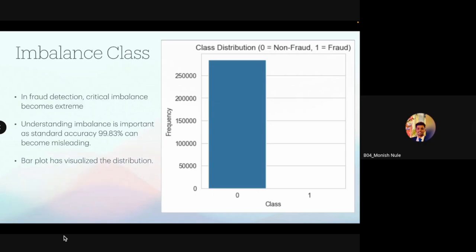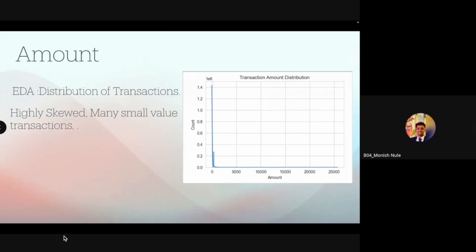If we don't look after the imbalance, which is propagated by class 1, that is frauds, we might be misled by the information propagated by class 0. So we need to consider and implement methodologies to handle this imbalance, which we can see in this fraud detection dataset.